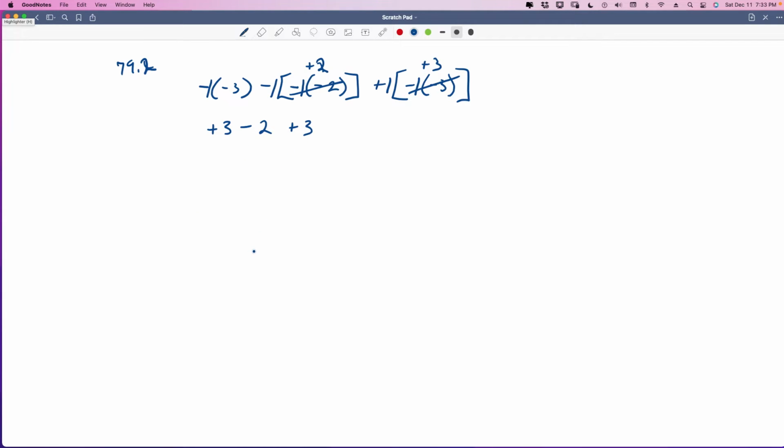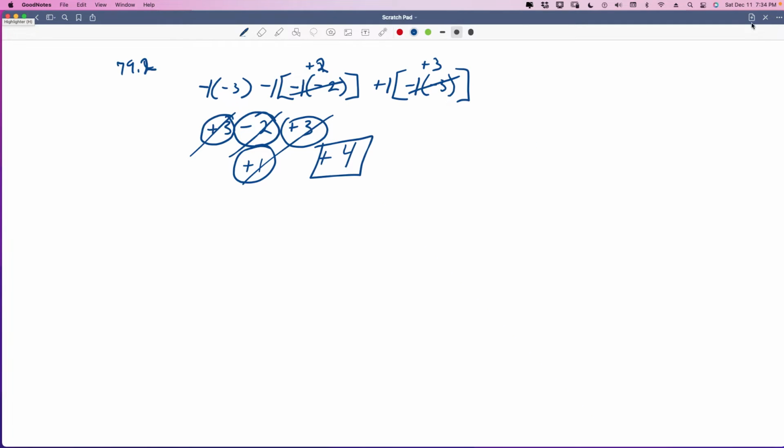Now we can combine these numbers. We have positive 3 and a positive 3 and a -2. Positive and negative, it's going to be positive because the 3 is bigger. We're going to subtract, so it's going to be positive 1. Right? Those are gone. So now we have positive 1 and positive 3. They're the same sign, so you add them together. Keep the sign, it's positive 4. All right, that is our final answer for 79.2.